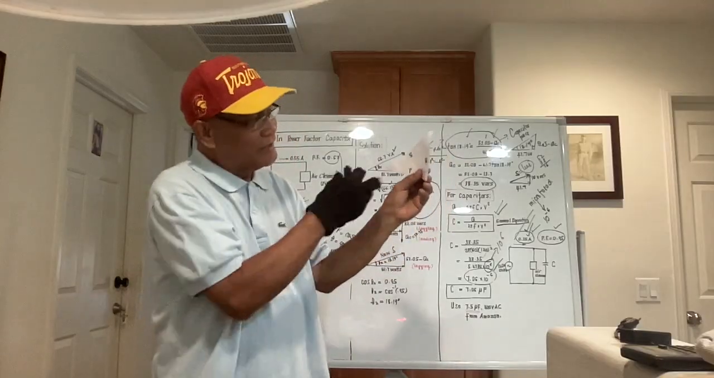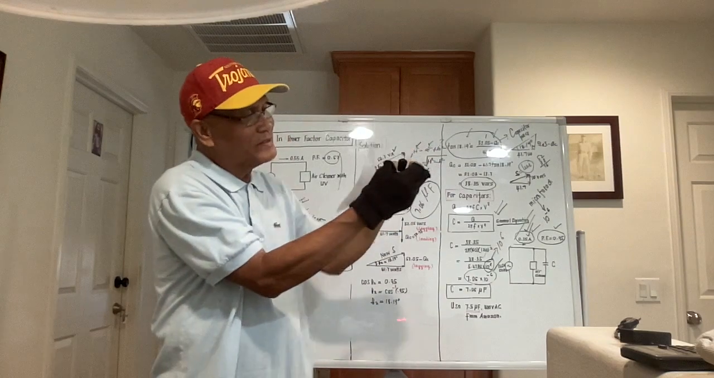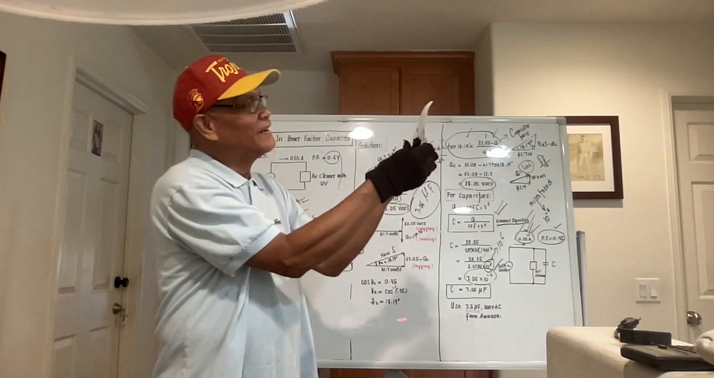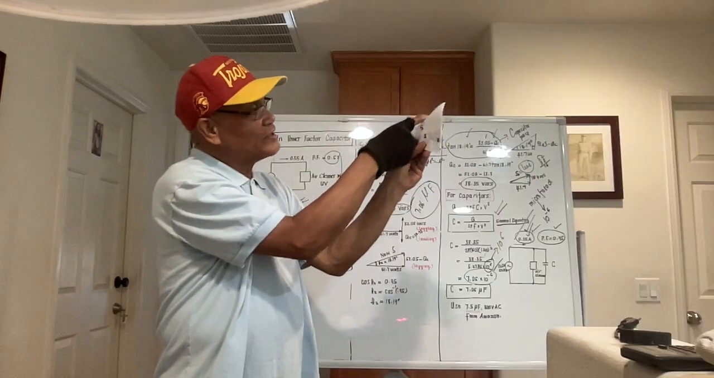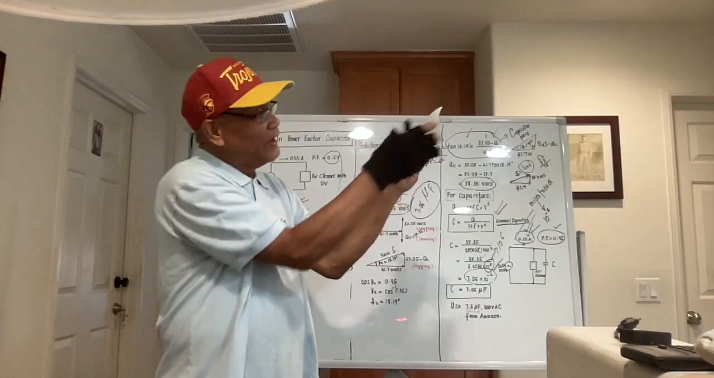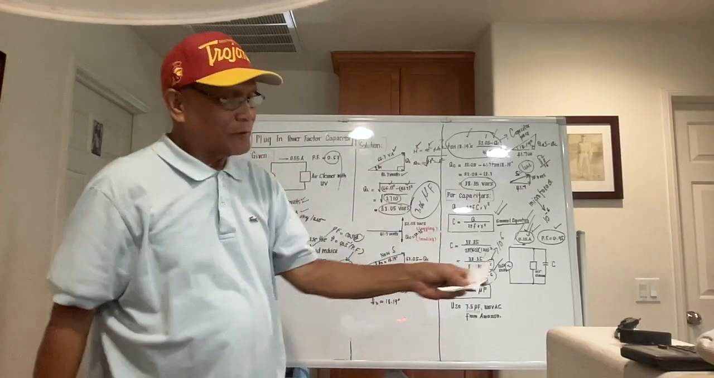This is a big triangle. This value here is bigger than this. Okay, you see the difference? This big triangle, this is the hypotenuse. The smaller triangle is this one here. And this represents bigger current than this one here. That's power factor correction.